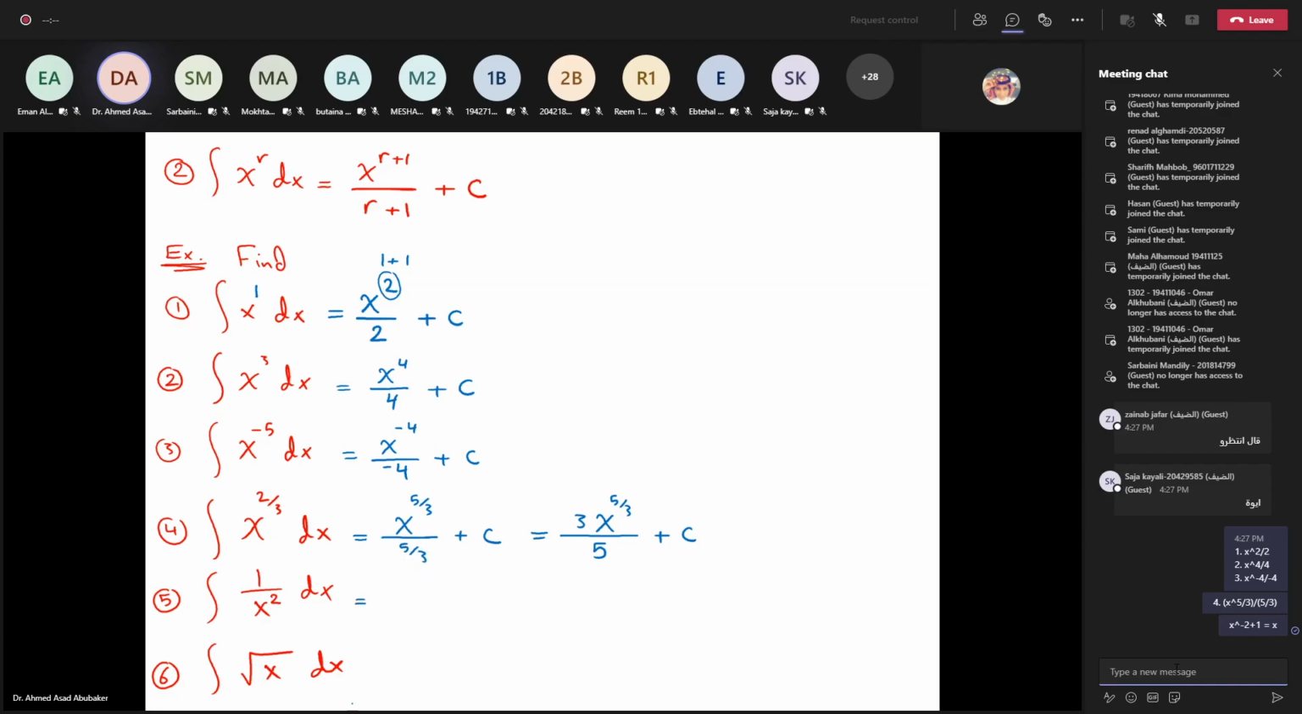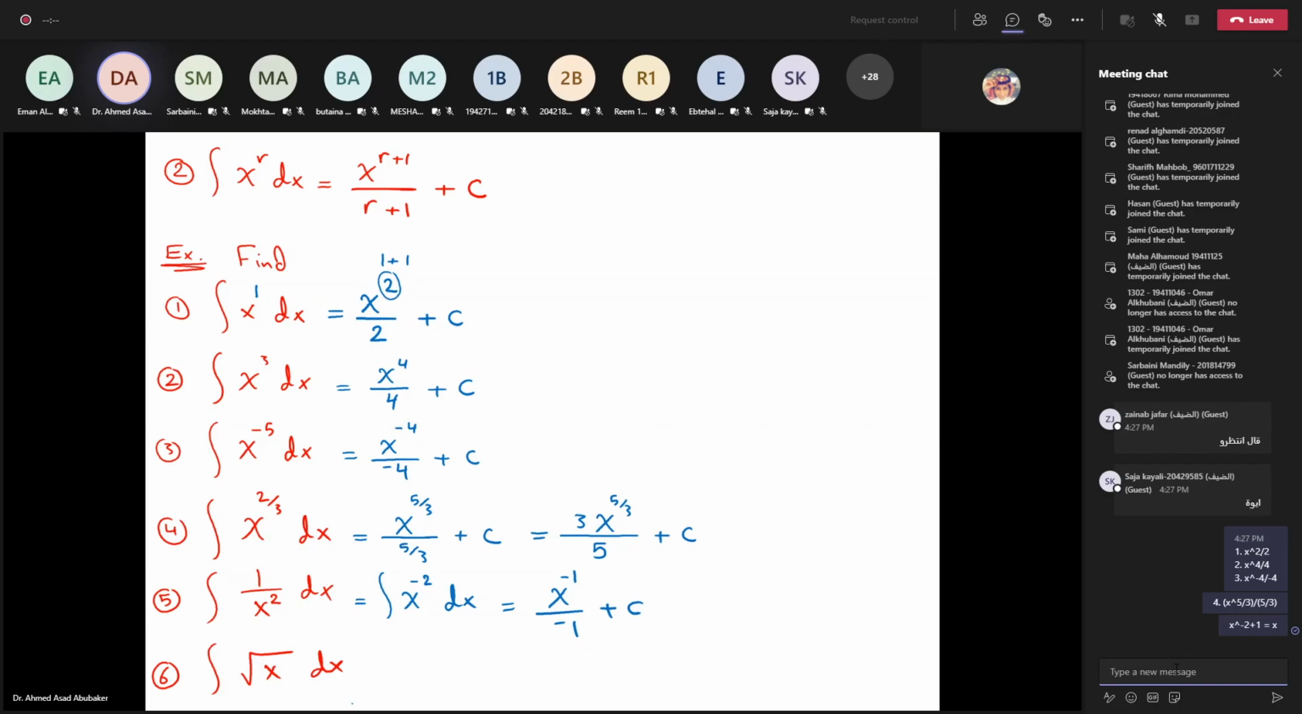If we have x in the denominator, this is equal, firstly, raise the denominator to the numerator. So we have x to the power negative 2. Okay. Now we can apply the rules: we have x to the power negative 1 over negative 1 plus c.